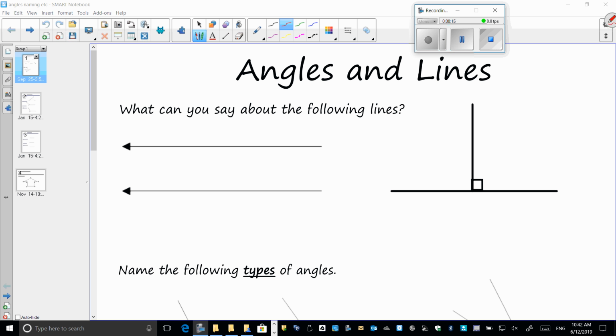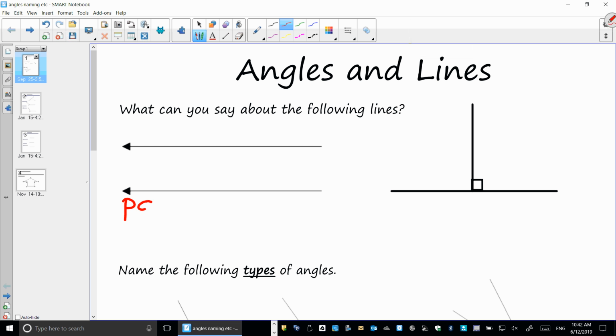Right, angles and lines. So this should be quite quick because it's just talking about, no, seriously, Kaya. Right, so how would we describe these lines here, these two lines? Who knows the words that describes them? Good girl, they're parallel. Okay, so these two lines are parallel. Now that means that these lines never touch.